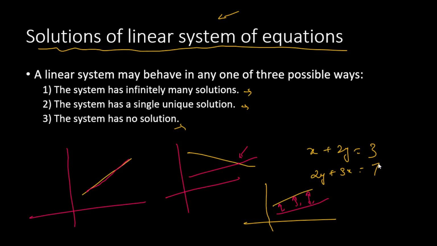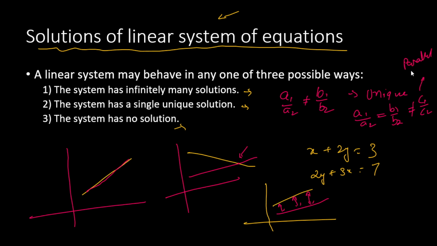You also remember that for a system of linear equations in two variables, we learned something like a1 by a2 not equal to b1 by b2. In this case, the lines are intersecting and we get a unique solution. If a1 by a2 equals b1 by b2 but not equal to c1 by c2, it means the lines are parallel, and we get no solution. And if a1 by a2 equals b1 by b2 equals c1 by c2, that means both are the equation of the same line, and in that case we have infinitely many solutions.